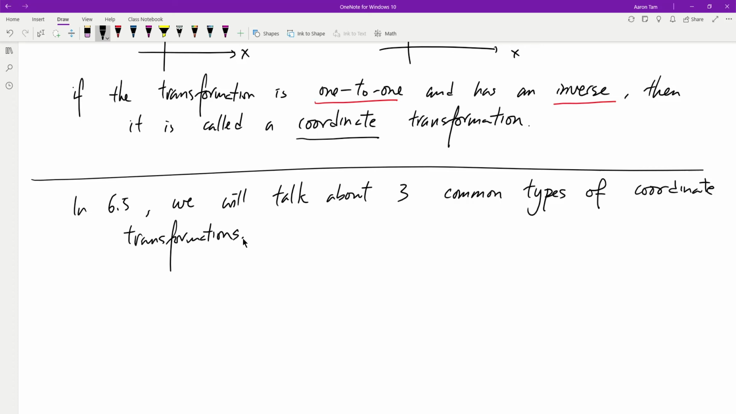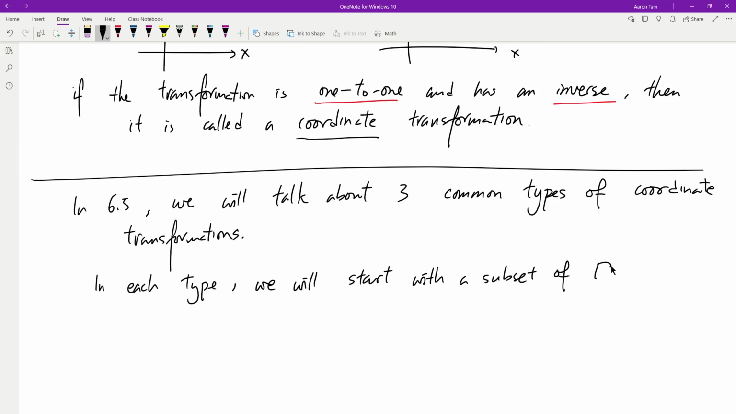Before we get started on each of these three types, the first thing is the following. In each type, we will start with a domain that is a subset of Rn. As a matter of fact, one of the coordinate systems will be from R2, and the other two will be from R3. So we'll start with a subset of Rn, which for us will be R2 and R3, which we will call U sub n. That would act as the domain of the transformation.